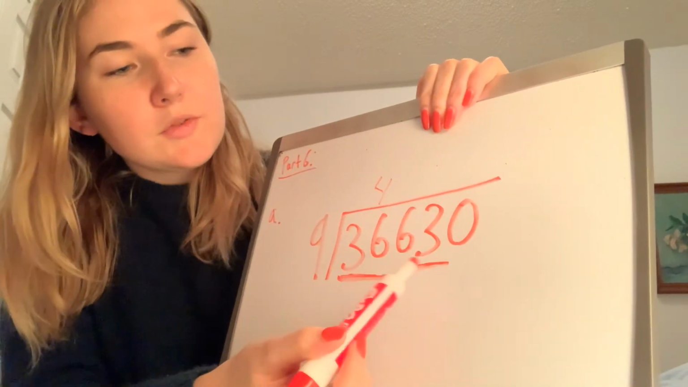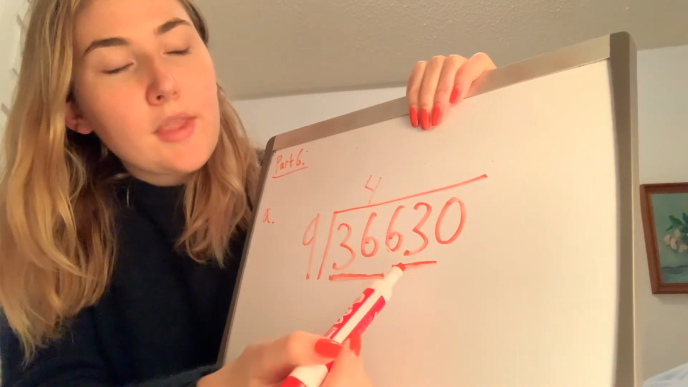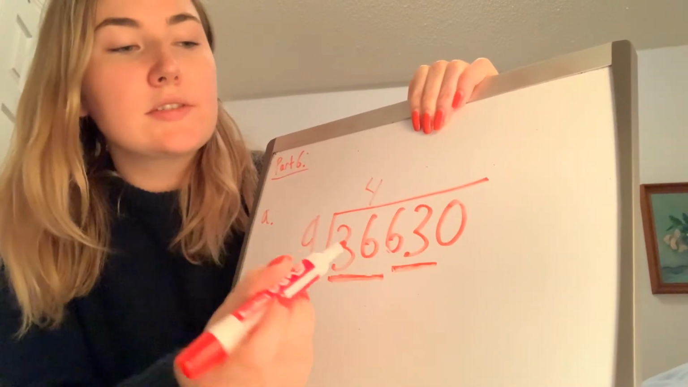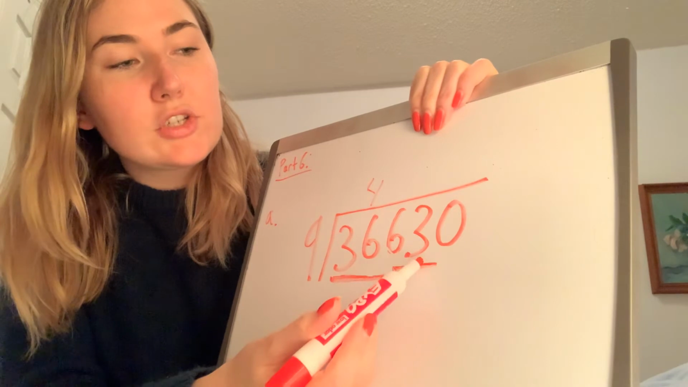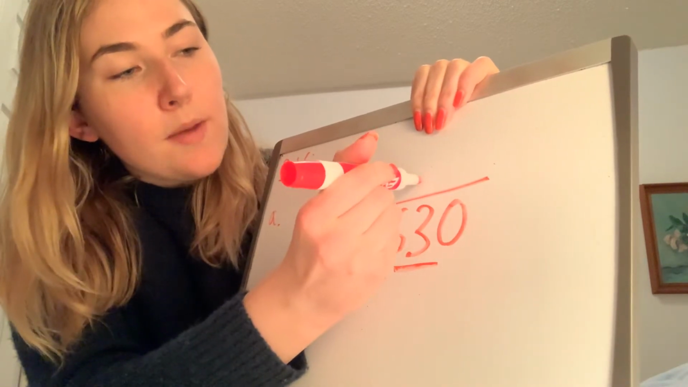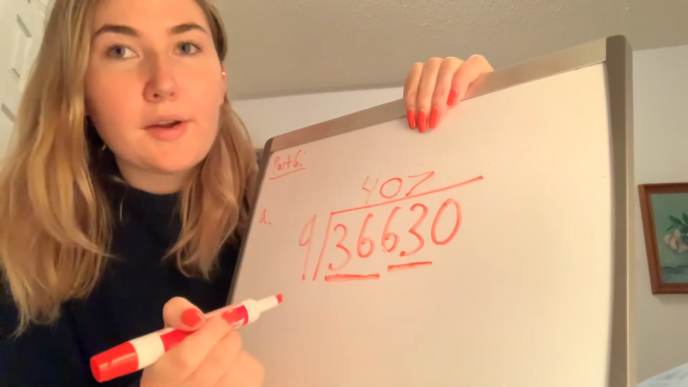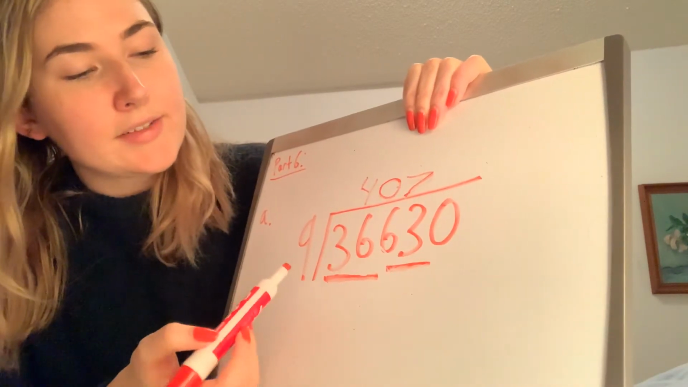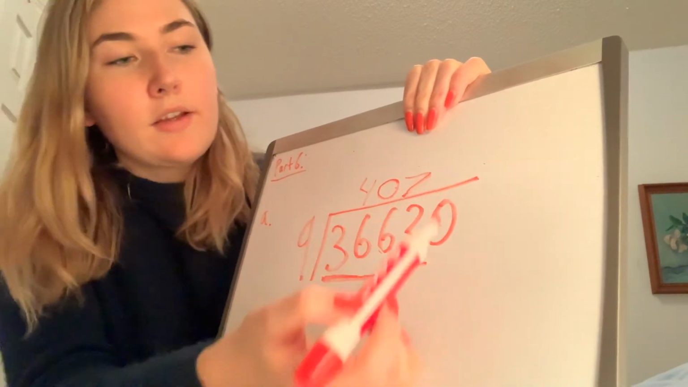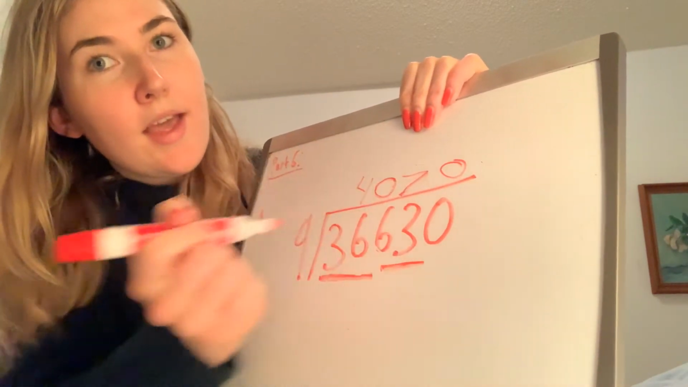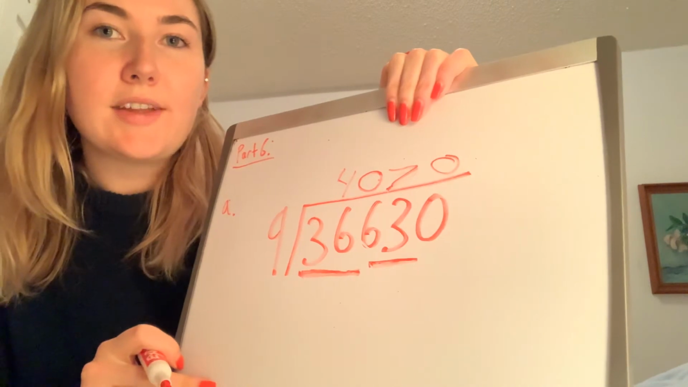Now with numbers where you're combining in the middle, you need to make sure that the answer you put on top has 2 digits. So 63, there's 2 digits, and now our answer on top needs to have 2 digits. So that's why we put a 0 here. And then our last part, how many times does 9 go into 0? 0 times, and there's our answer, 4,070.